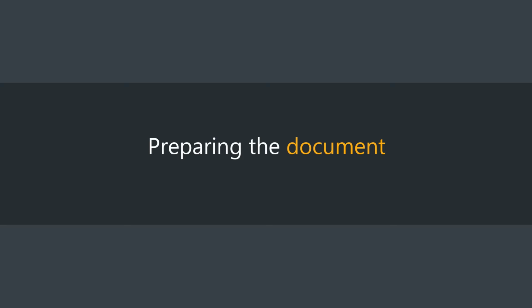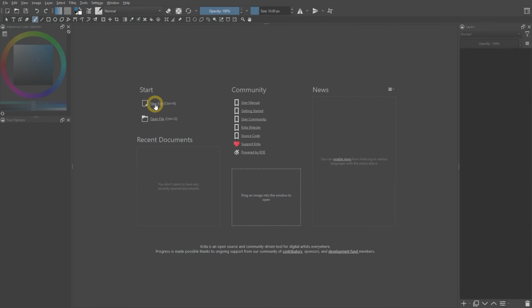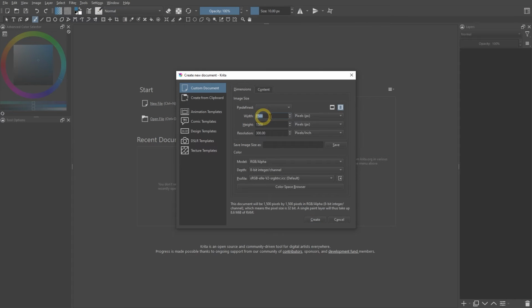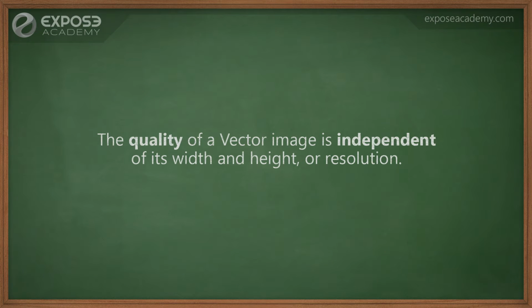Let's start by creating a new document. Make the width 1000 pixels. Press Tab and make the height 1000 pixels also. For the resolution, we can set it to 300 ppi. Please note that the quality of vector graphics is not bound by the size or the resolution of the image, meaning that you may freely scale vector graphics without worrying about damaging them.